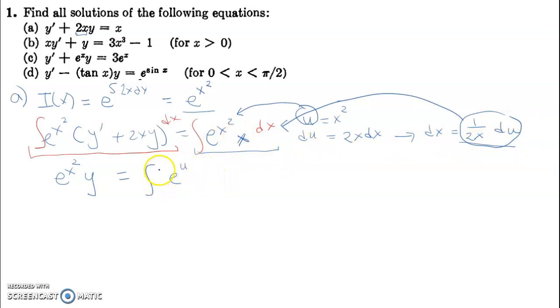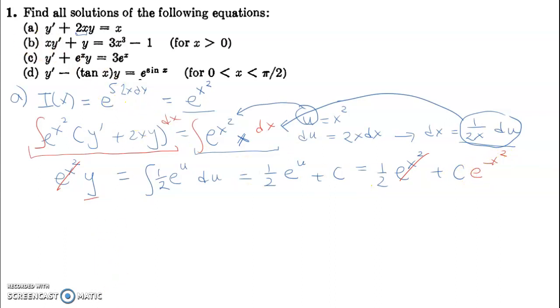So we have 1/2 du. This is going to give us 1/2 e to the power of u plus c. Let me plug back in our value for u, which was x squared. So we have 1/2 e to the power of x squared plus c. We're almost there to find y by itself, so I'm going to divide both sides by e to the power of x squared. So it's gone from the left, and I'm going to have e to the power of negative x squared. And I think that's it.